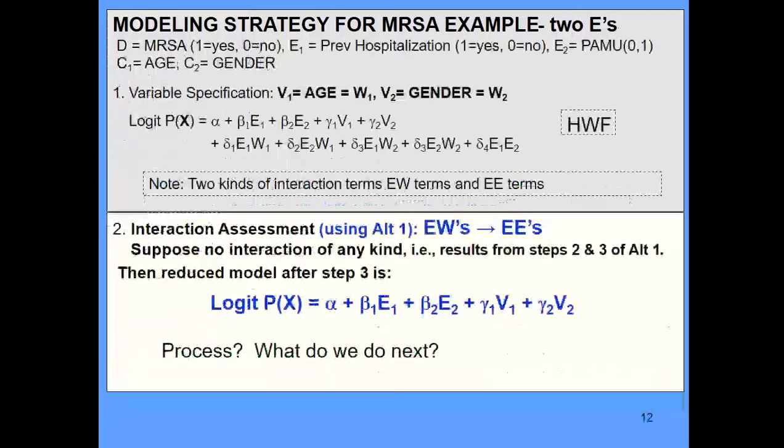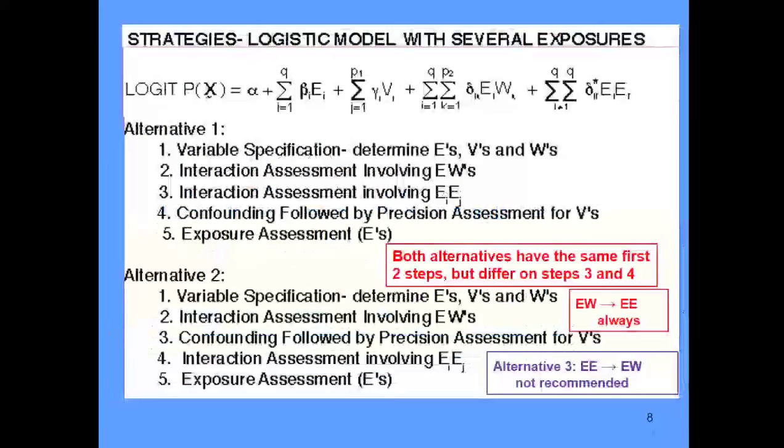Now, where do we go from here? Well, we now say, let's look at these models and let's see what we do. Now, here's the model. Suppose we say we're going to use alternative 1. Just to review, what does alternative 1 say? This is the model we're starting off with. It says, first, after the variable specification, assess EWs, and then after you do that, assess EEs. Do it in that step order.